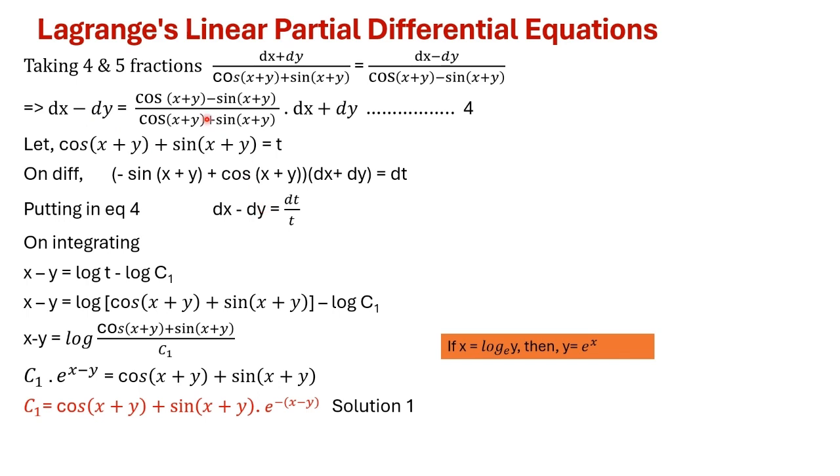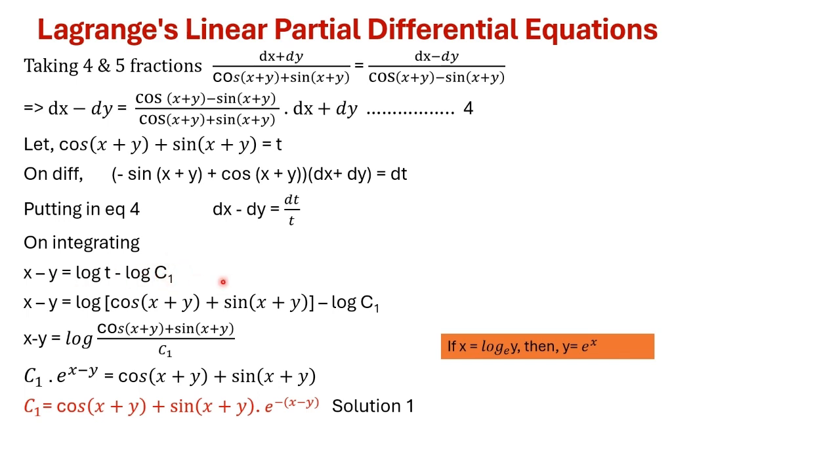So we get this. On integrating this, dx will become x, minus dy will become minus y, is equal to the integral of dt by t. Dt by t is log t plus or minus any arbitrary constant. Here we are taking minus an arbitrary constant, it can be any constant. So we get this. Now here we are substituting the value of t, putting back the value of t.